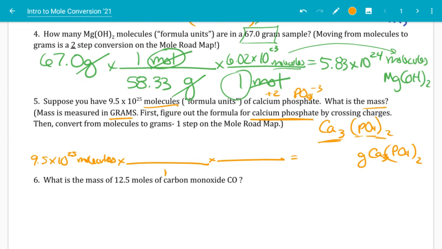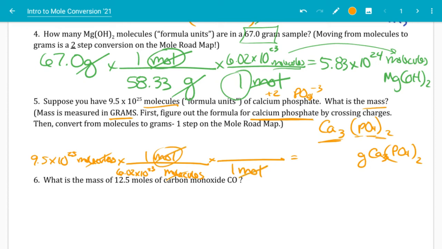Okay, so I know molecules has to go on the bottom, and whenever I have molecules on the bottom, it's going to be 1 mole on top. If you're not sure, look at your mole roadmap. And when it's molecules, it's always 6.02 times 10 to the 23rd. Ooh, that's going to require parentheses. Now my molecules have canceled off. I'm now in the unit moles, so I want 1 mole on the bottom.